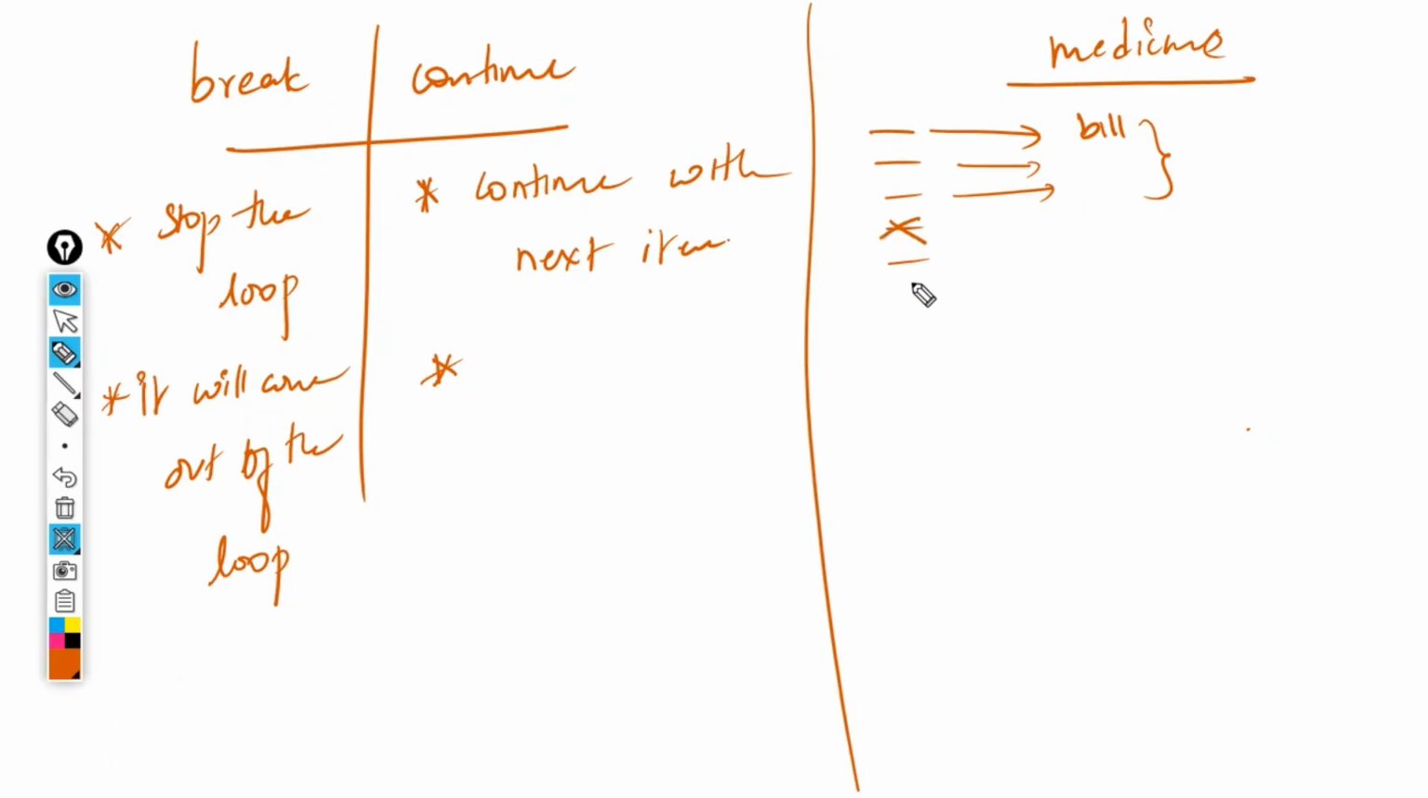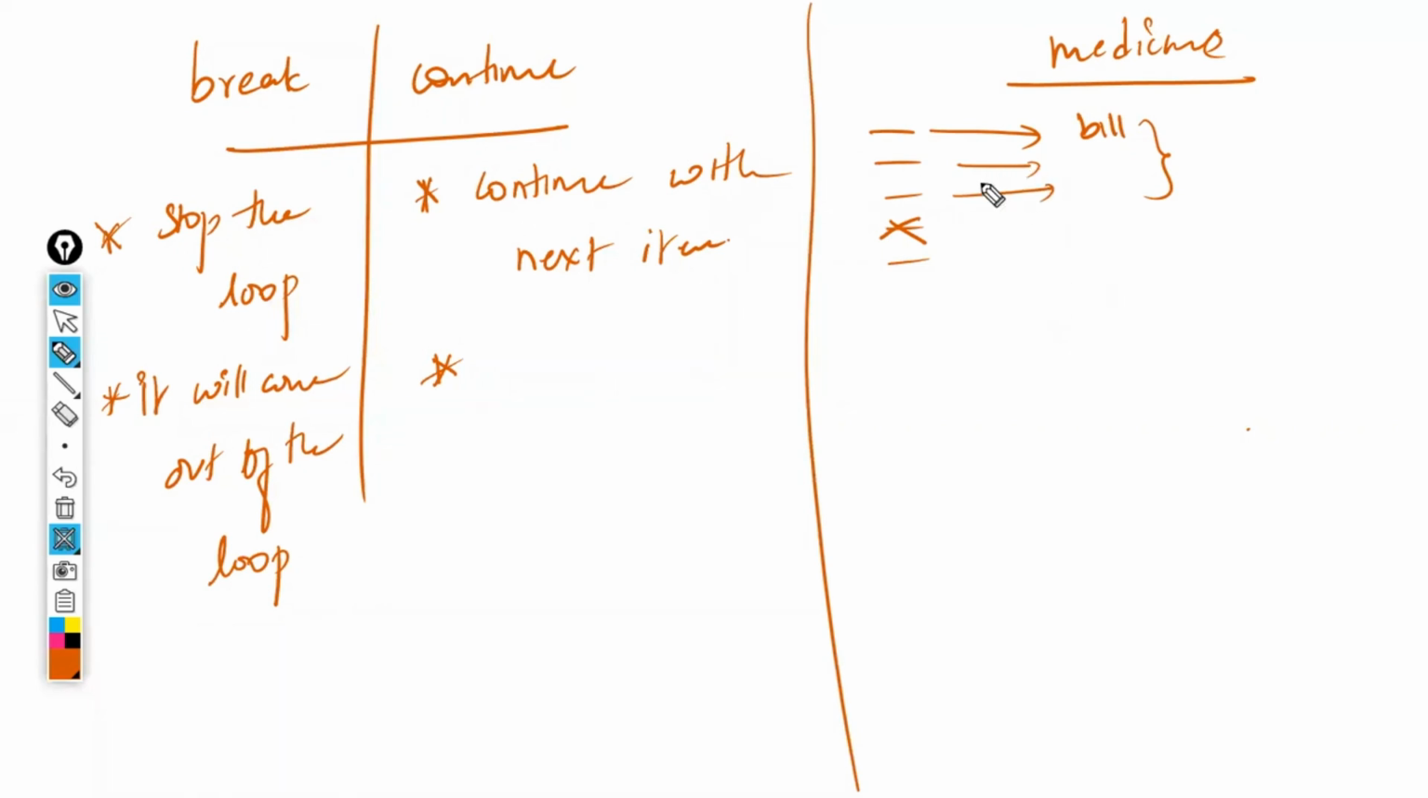Let us see the 5th one. Whether you want to see the 5th item or you want to stop right here, which one? If you want to go to the 5th item, that means continue. If you want to stop here itself, immediately, that means break. That is as per your requirement.